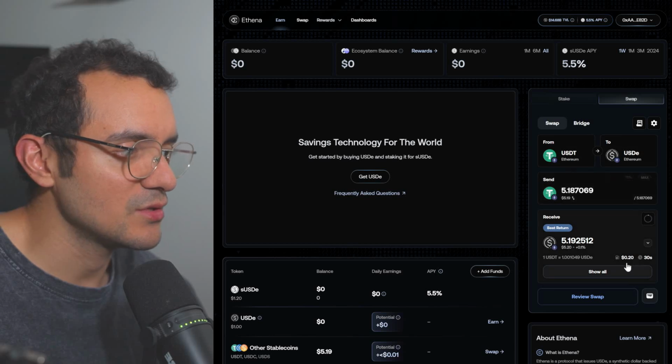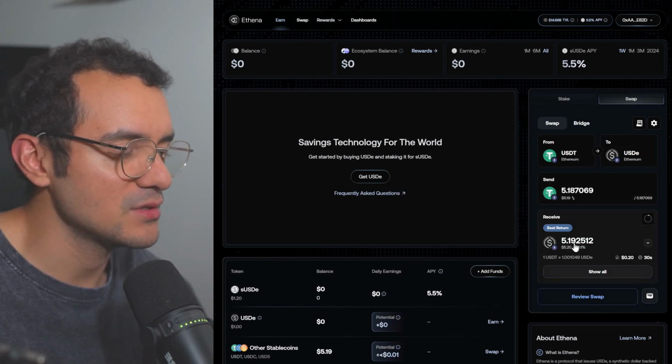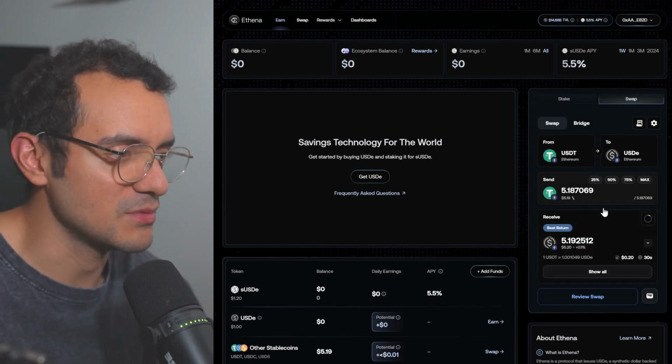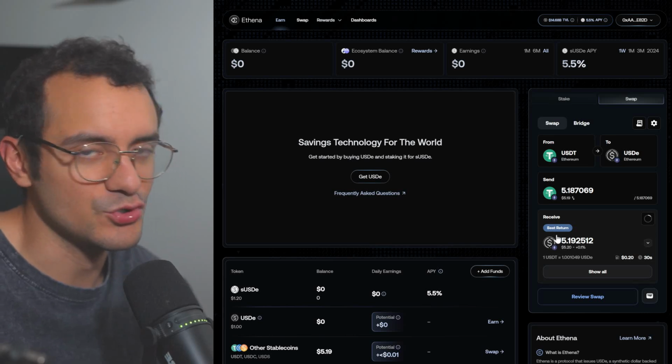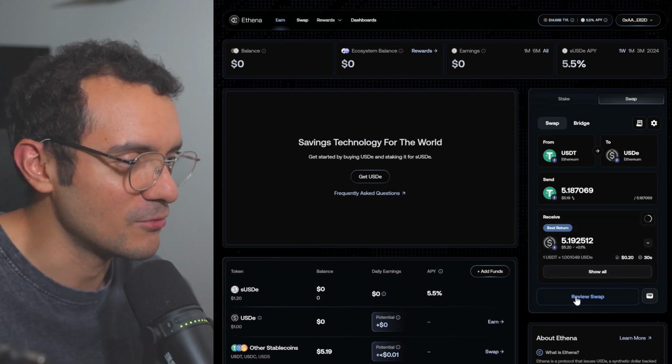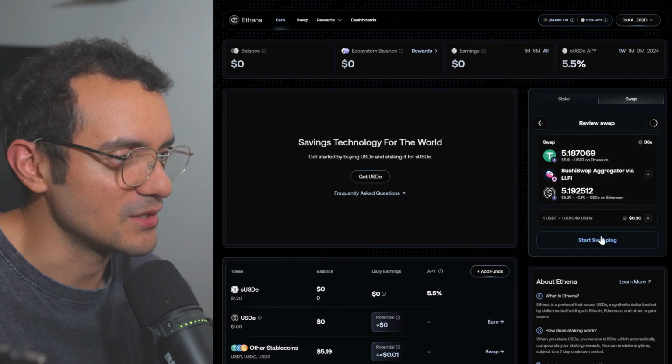And as you can see, it's going to give us $5.20. I mean, almost the same value because this is also a stable coin. So you're going to click on review swap. Then you're going to select start swapping.